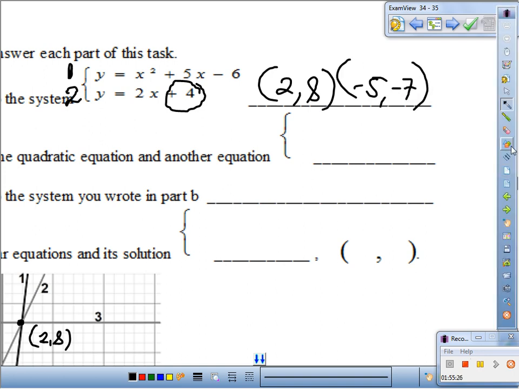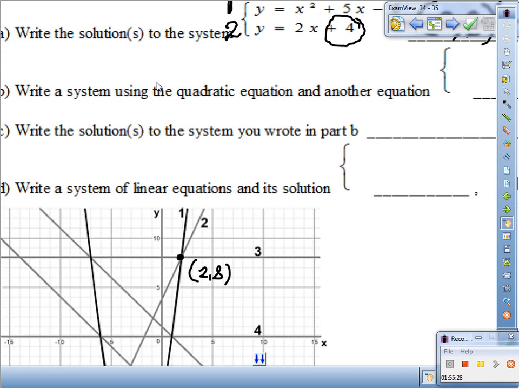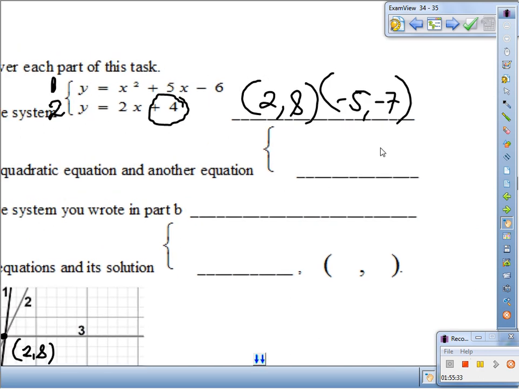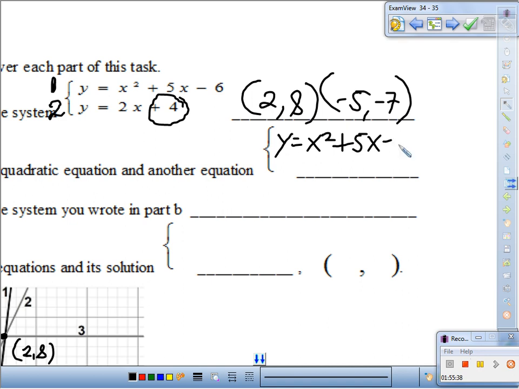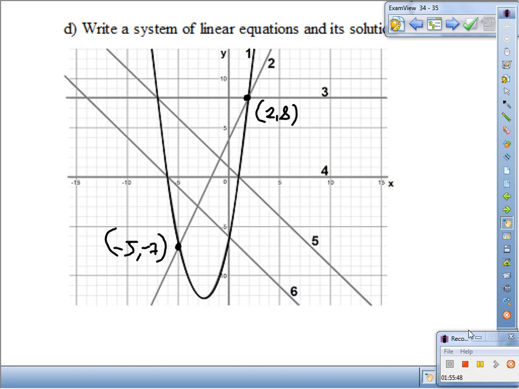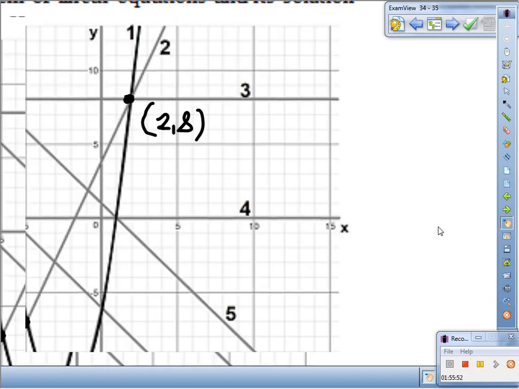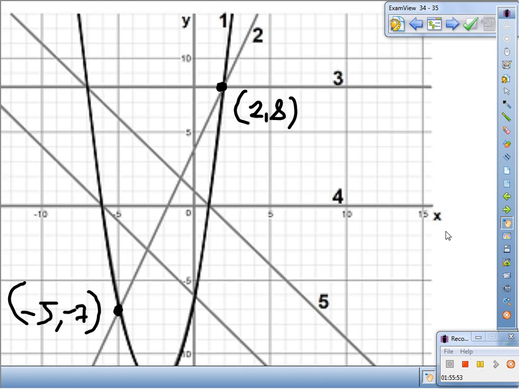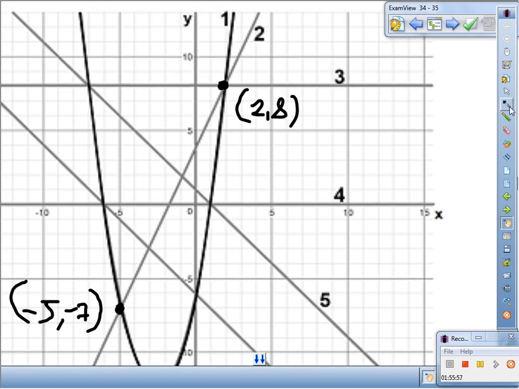Okay. Part B, it says, write a system using the quadratic equation and another equation. So let me write the quadratic again. Y equals x squared plus 5x minus 6, which means I need to come up with equations for the other lines. Okay, so let me go back to the graph and make equations for the other graphs. Let's see. I'm going to focus right now on number 3. Look at number 3. Tell your neighbor the equation for 3.